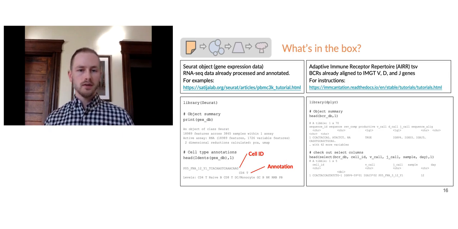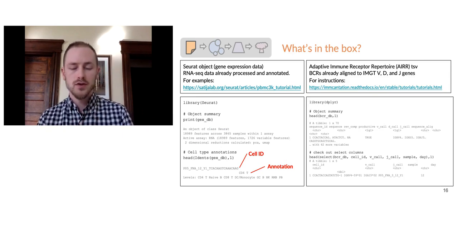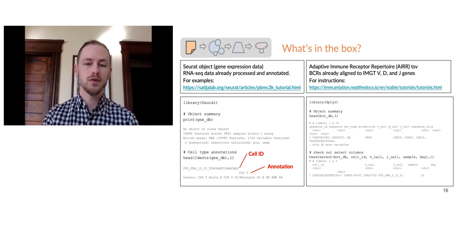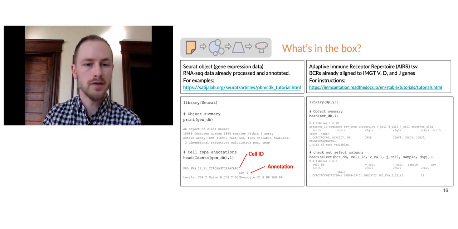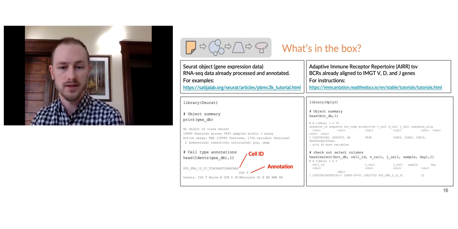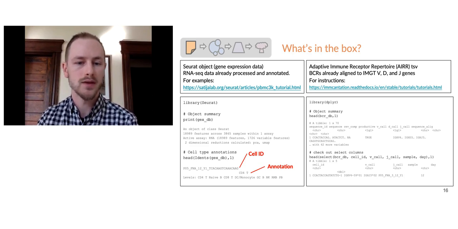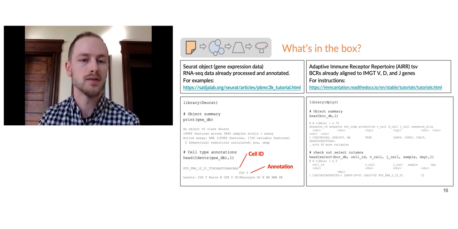So a bit more detail on these data objects. We are not starting this tutorial straight from the raw data. So from the Seurat object, cells have already been put through quality control pipelines and annotated by cell type. If you would like more info on how to do that, check out the tutorials on the Seurat site, where we added a link here.